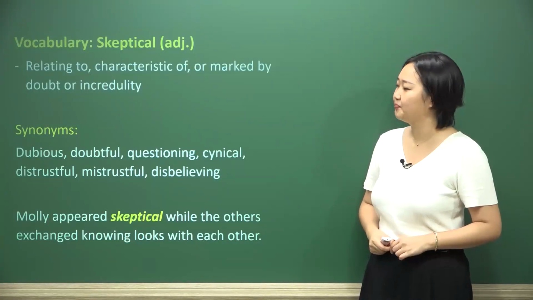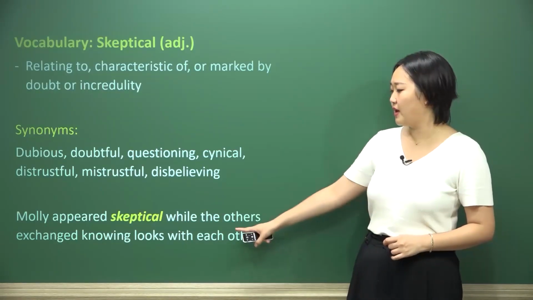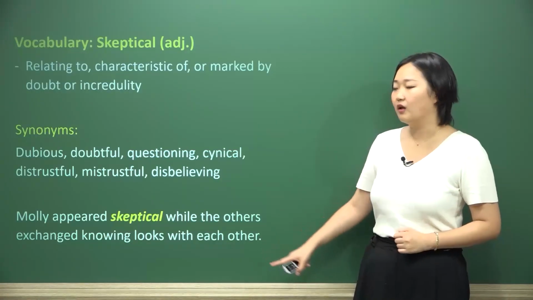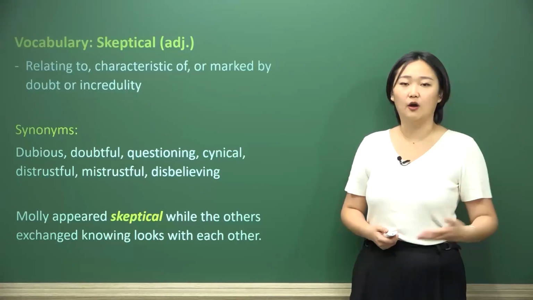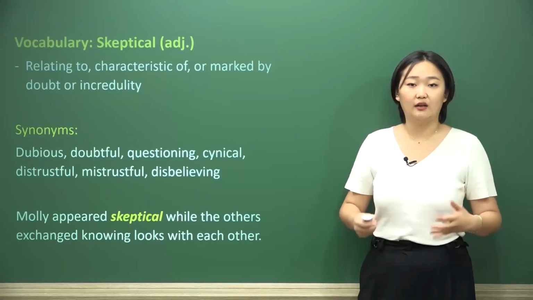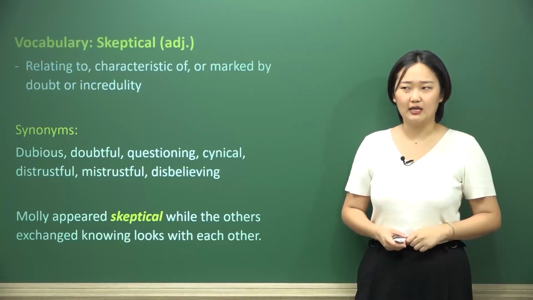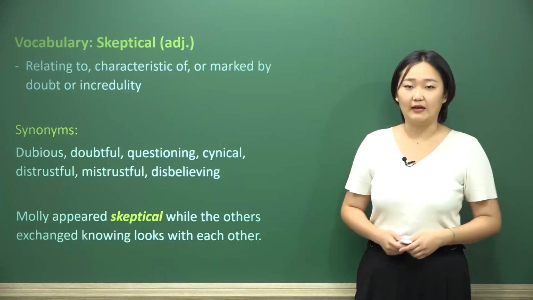With that in mind, talking about some kind of marking of doubt or incredulity, let's look at the sentences. Molly appeared skeptical while the others exchanged knowing looks with each other. Maybe these two people are thinking, we know you're lying. But maybe Molly doesn't necessarily know all the information and all the details about what's been going on. And so instead, she cannot share that knowing look, but rather she's hearing this for the first time, and she's like, I don't believe what you're saying. I'm very doubtful that what you're saying is in fact true.